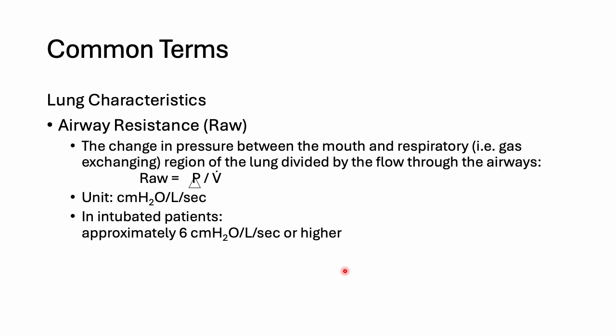An example to use is if you have asthma and you bronchoconstrict, in other words, your airways get narrower. Then you will have higher airway resistance because you will need a higher pressure to push through that narrowed airway in order to create volume change.